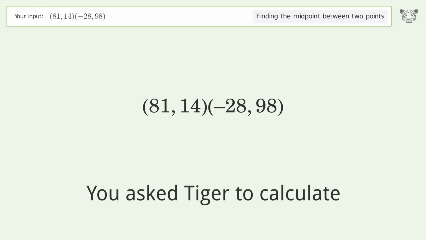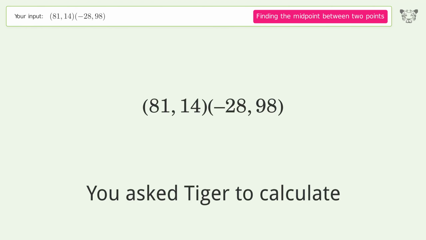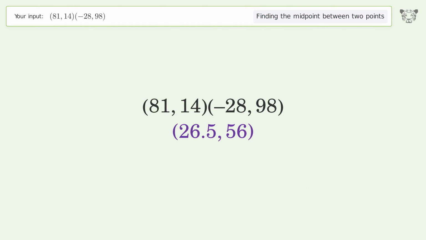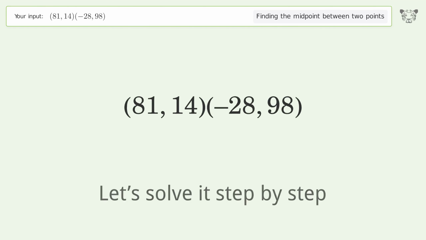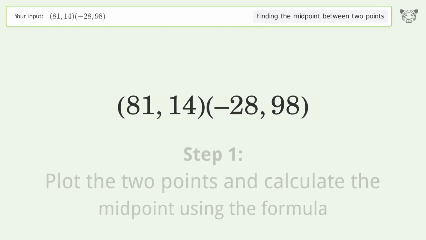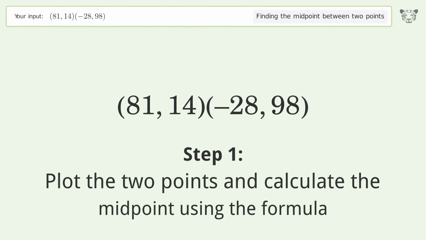You ask Tiger to calculate. This deals with finding the midpoint between 2 points. The midpoint between the 2 points is 26.556. Let's solve it step by step. Plot the 2 points and calculate the midpoint using the formula.